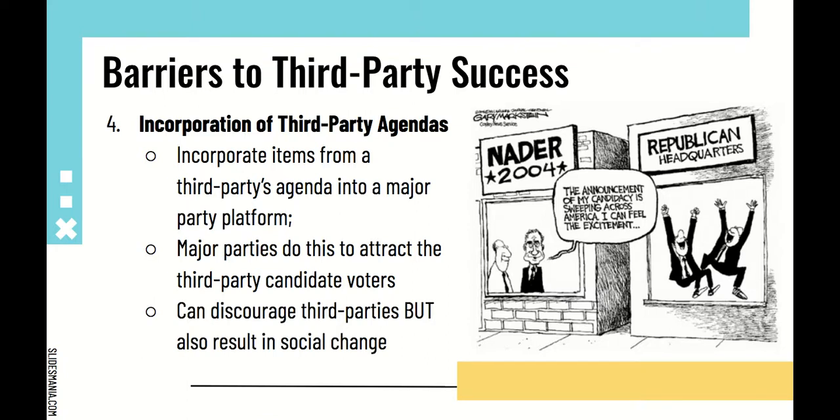This ultimately, yes, does discourage third parties, but this can also result in social change and positive social change. So, if you think about the early 1900s, some of the issues in our country were fighting for women's suffrage, labor laws, including child labor laws. So the Socialist Party was a third party, or is a third party. They were promoting those issues. They were promoting women's suffrage. They were promoting child labor and unionization. And that is now taken for granted by both parties. So, from the fact that the major parties incorporated that into their platform, that brought about some positive social change for many groups of people.